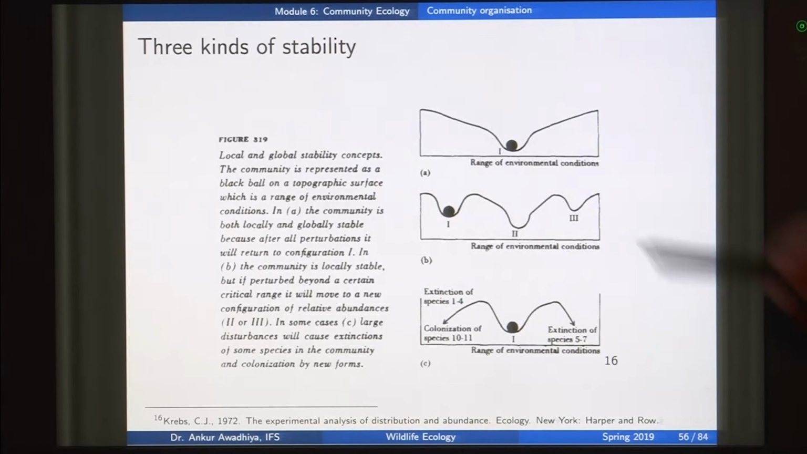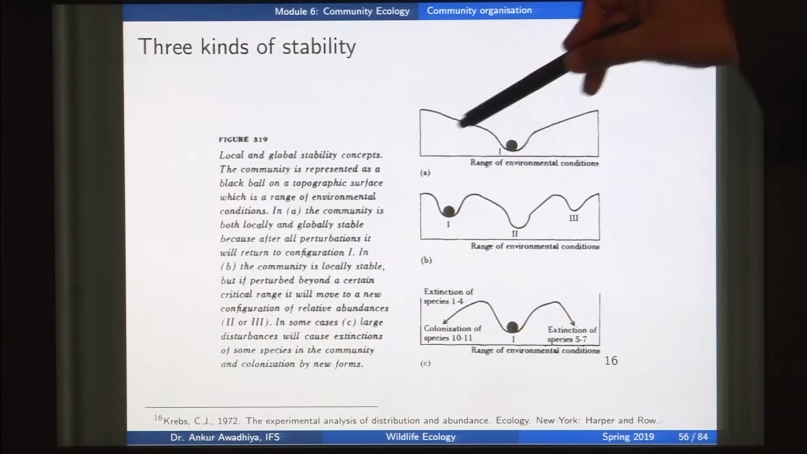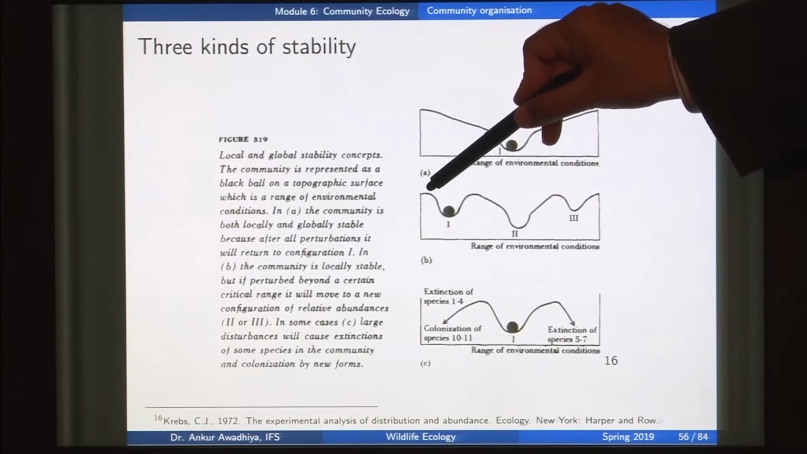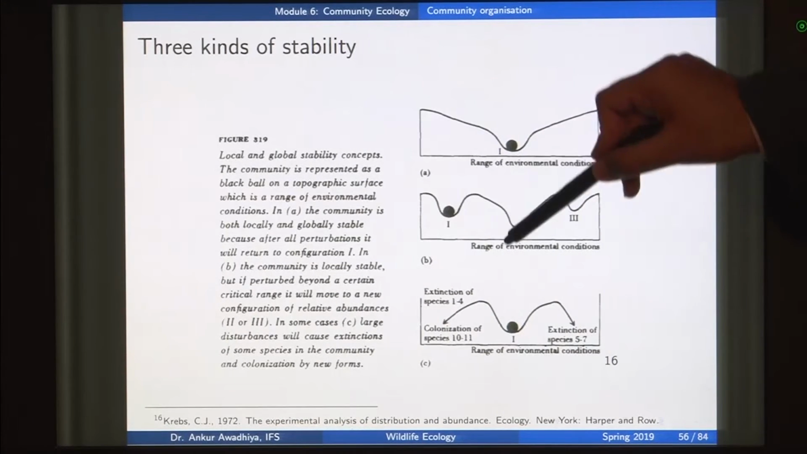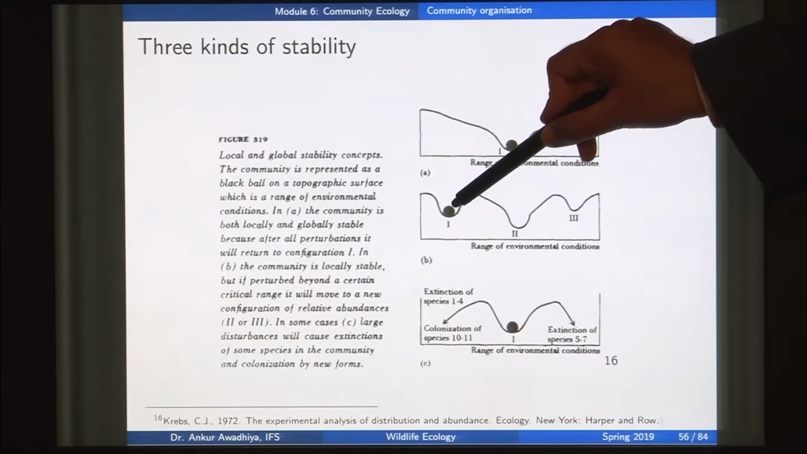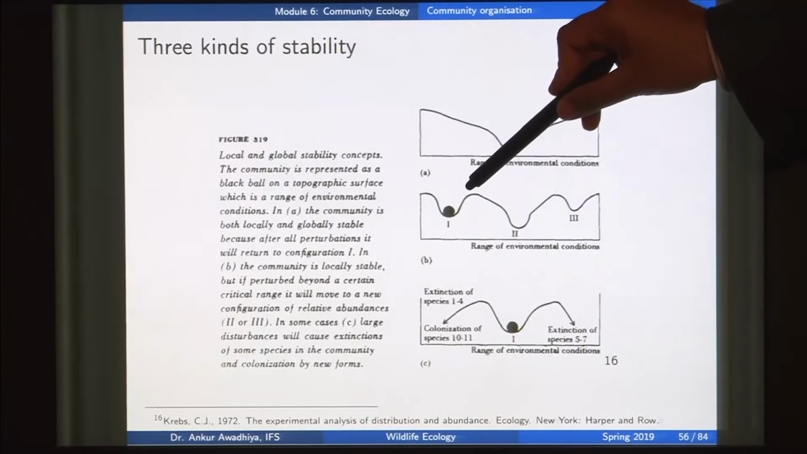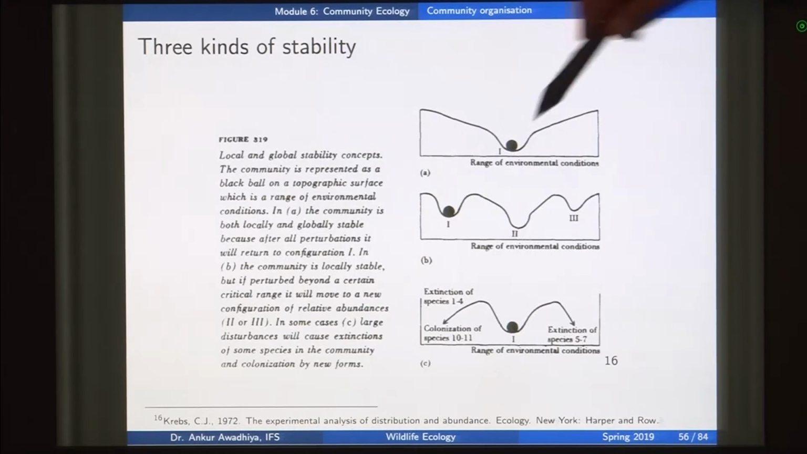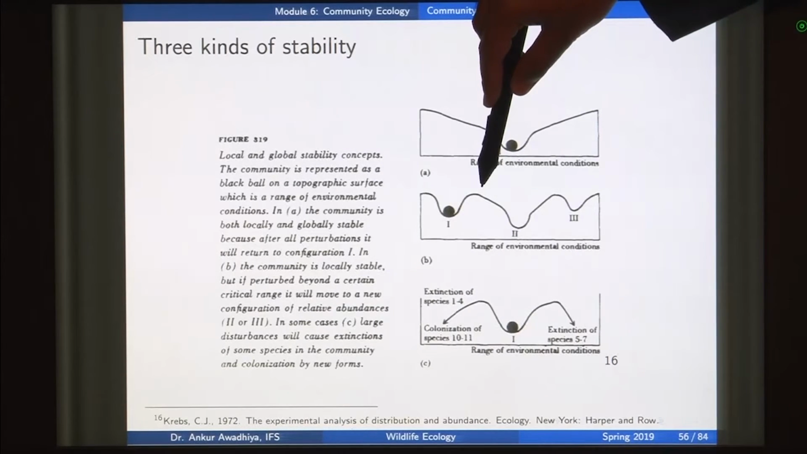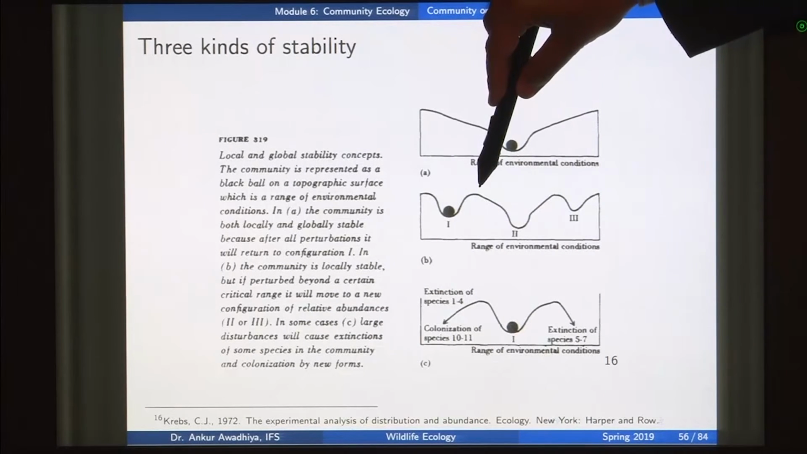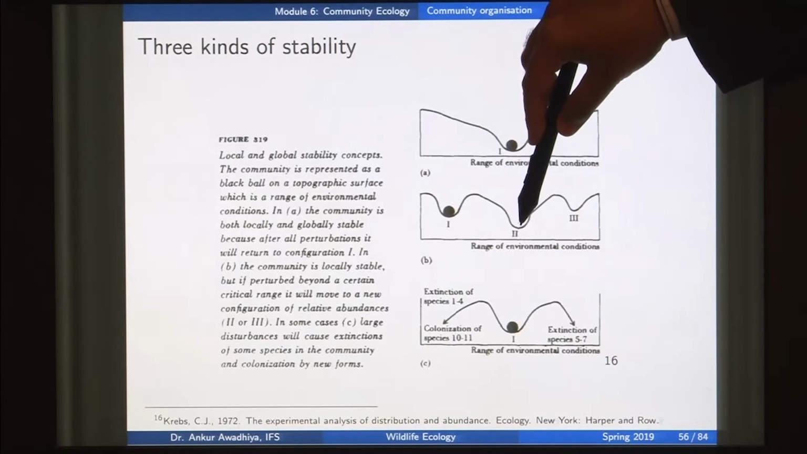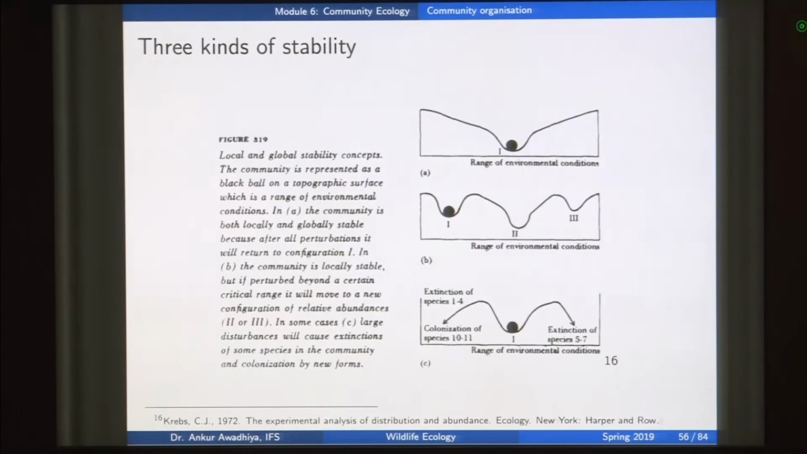Now, this second example is an example of local stability. In this case you have a ball here. If you push it in this direction, it will again come down here. If you push it in this direction, it will again come down here. But then if you push it too far, if you maybe bring this ball to this particular point, now it will not come back to this point, but it will start rolling in this direction and it will come here. Now, in the context of a community, this is an example of a local stability.